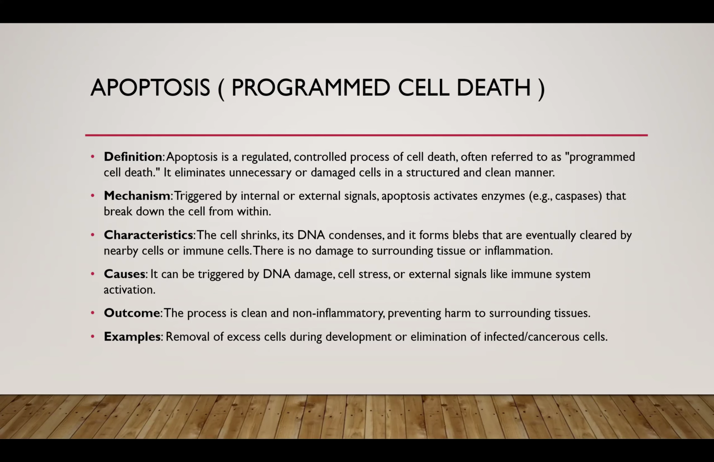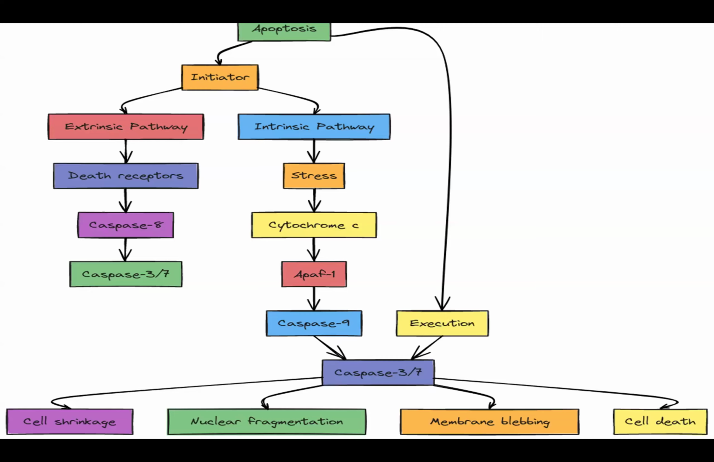Causes. It can be triggered by DNA damage, cell stress, or external signals like immune system activation. Outcome. The process is clean and non-inflammatory, preventing harm to surrounding tissues. Example. Removal of excess cells during development or elimination of infected or cancerous cells. So this is the flow chart on how apoptosis actually occurs.